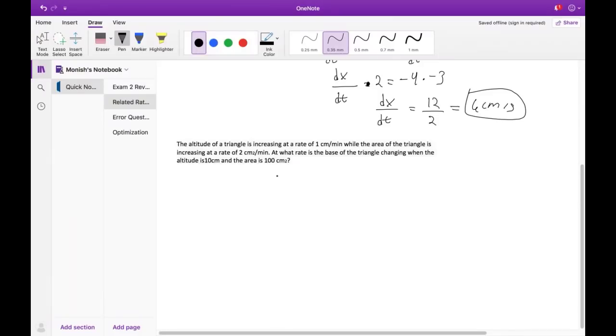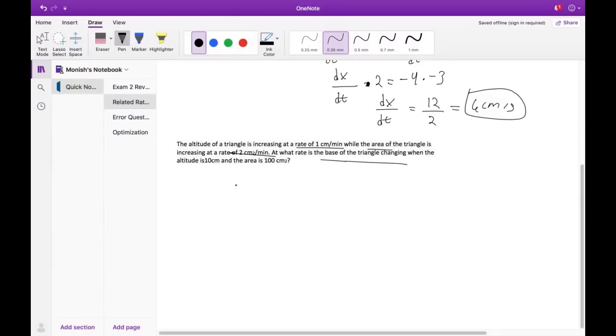So you can make a diagram if you want. You don't have to. I never used to make diagrams because I just didn't want to, but if it helps you, then you can. So you could just draw out a triangle and then the altitude and the base. So I know that in this case, it's saying altitude is increasing and the area is increasing, and then it's asking you what rate is the base changing, and then it gives you specific conditions.